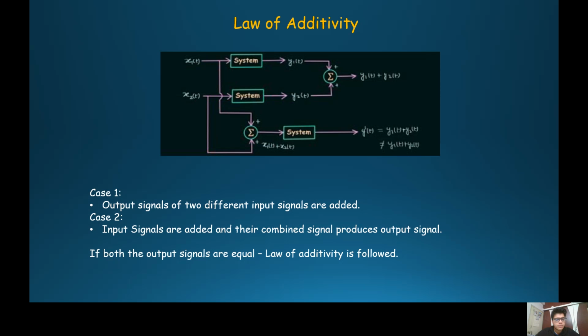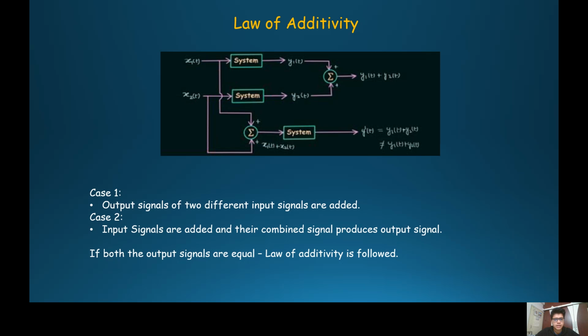In the second case, we first add the input signals. On addition, we get x1(t) plus x2(t). Now this added input signal is fed to the system, and let's say the output we are getting is y dash t. Here there are two possibilities. Either y dash t is equal to the output of the first case, or it is not equal. If both are equal, we say law of additivity is followed, otherwise it is not being followed.